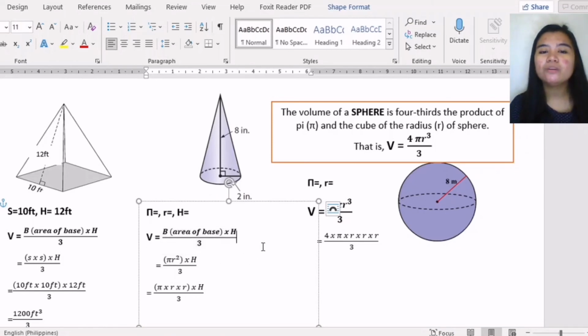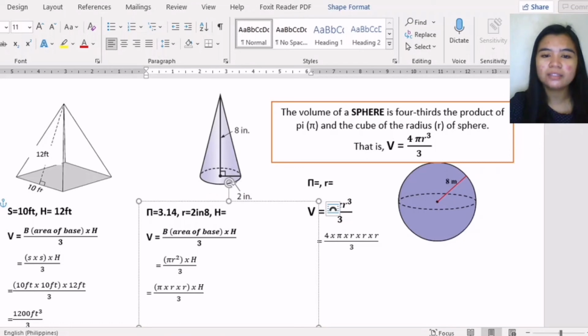Kapag ganito naman, again, ganun pa rin. So, find the area of the base and then multiply to its height and then divide it by 3. So, yan na yung volume. Ilagay na natin yung mga given. Dahil ang kanyang base ay circular, kaya present na naman yung radius tsaka yung pi. So, ang value ng pi, that is 3.14. And then, yung radius, nakalagay dyan, the radius is 2 inches. So, ilalagay natin 2 inches. And then, for the height, eto yun, that is 8 inches.